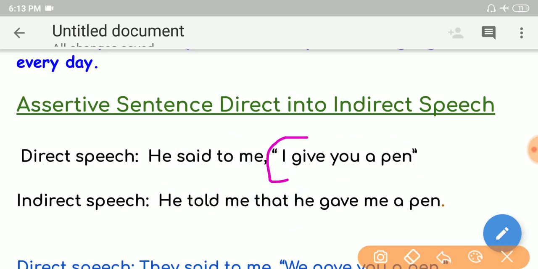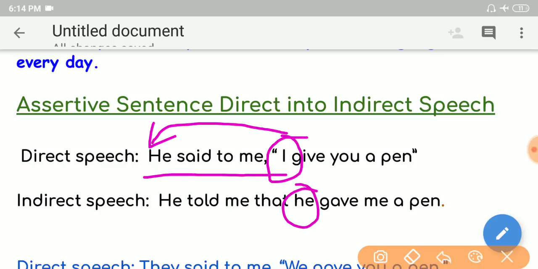See, I give you a pen. Here, I refers to he. That means I, you, each and everything is changed according to the subject and object of the reporting clause, my dear friends. So I refers to he in this. So that's why I changes into he, my dear friends. Again, I already told you, you refers to me. That's why me is used.